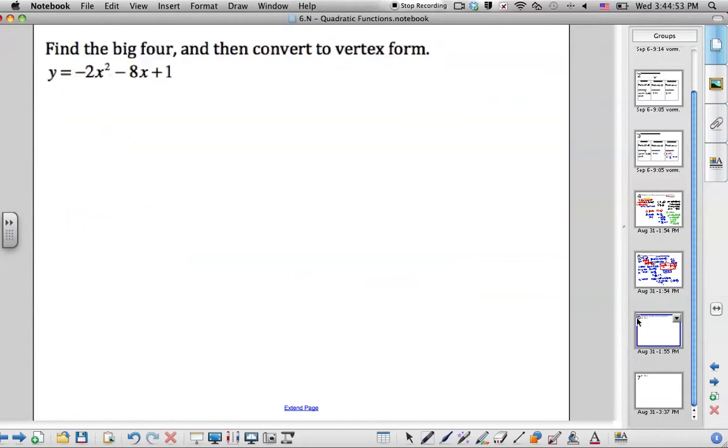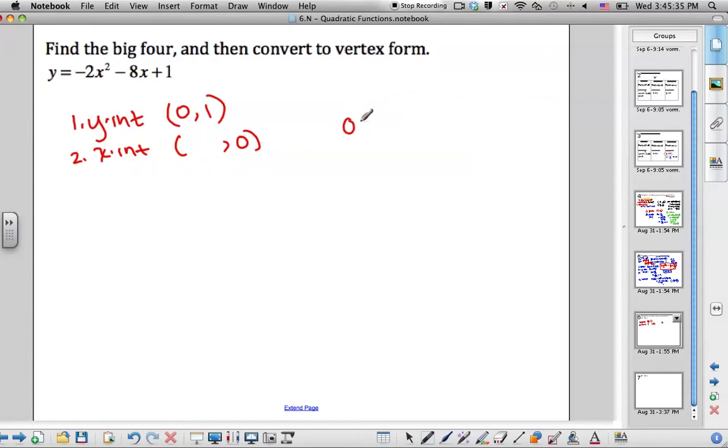Next one. Find the vertex and convert to vertex form. A little bit harder, right? So what do we find before we do the conversion? In the standard form, we can right away find the y-intercept. So our y-intercept, that is when x is 0, y is 1. Okay, we're going to find the x-intercepts now. Our x-intercepts we know as when y is 0.